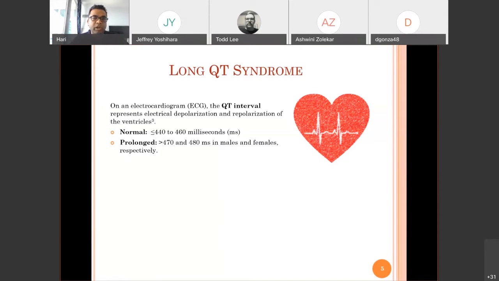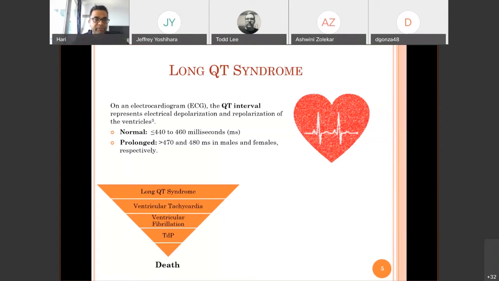But anytime there's a prolongation in this interval on an ECG, it's considered to be prolonged. And there's a different timing for men and women, 400 milliseconds for males and 480 milliseconds for females. But it's important because once you have this prolongation of the QT interval, you're likely to experience tachycardia, fibrillation, and then there's this deadly event called torsades. So the consequence of having a QT prolongation is deadly. It may self-resolve at times, but in rare instances, it can lead to these severe consequences that I mentioned here.